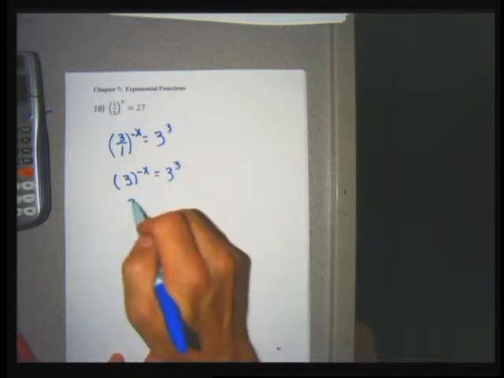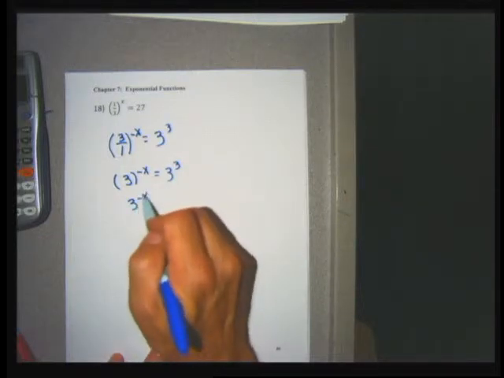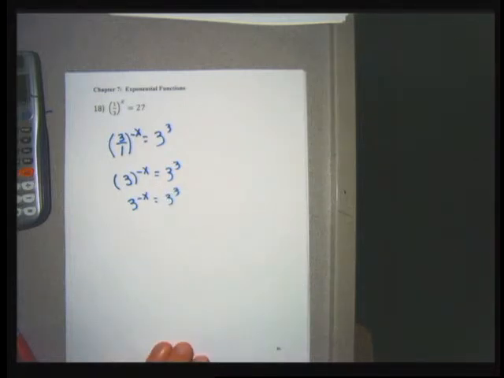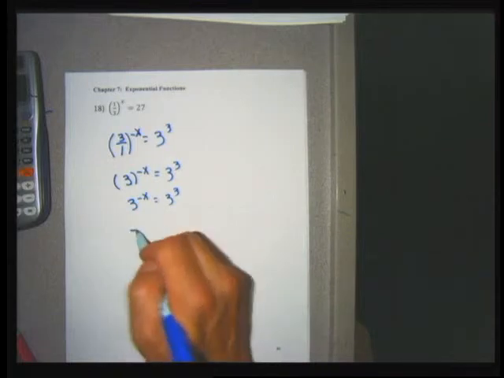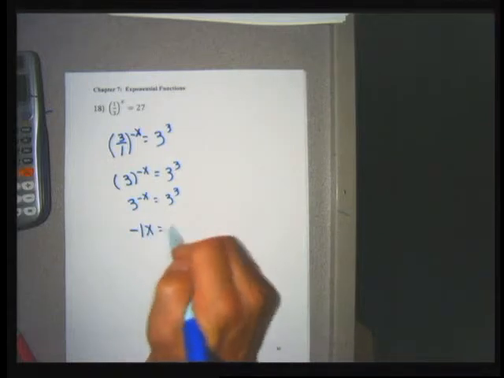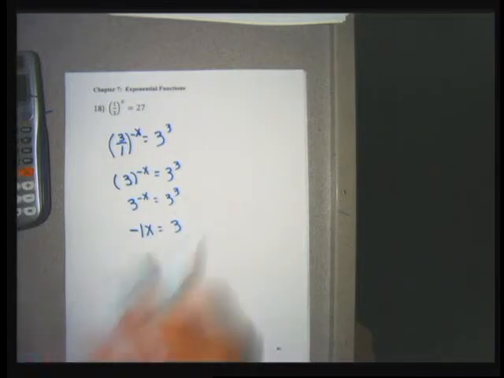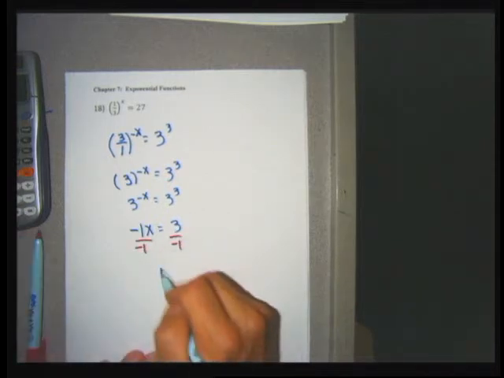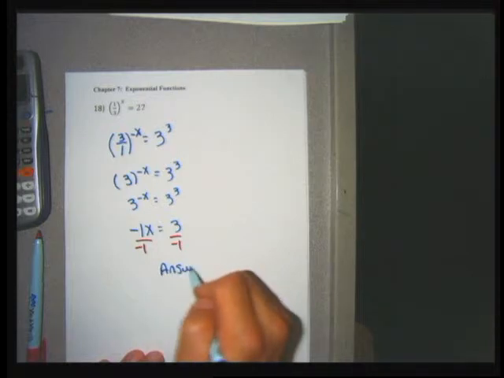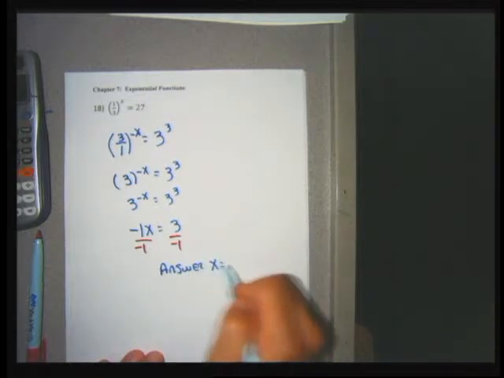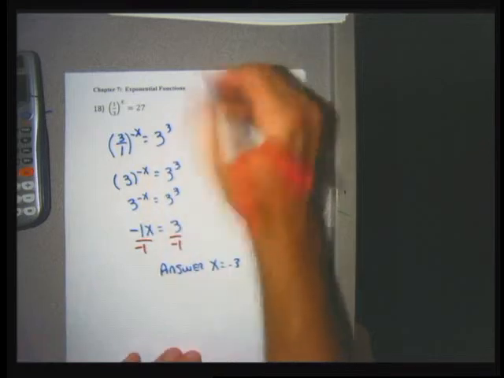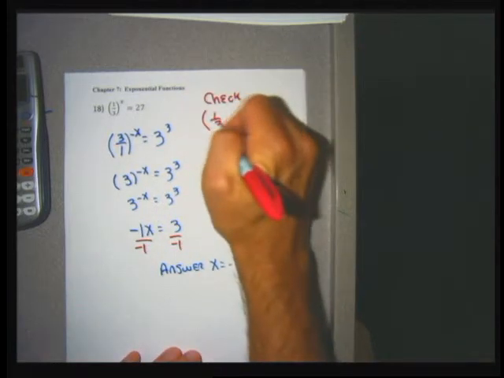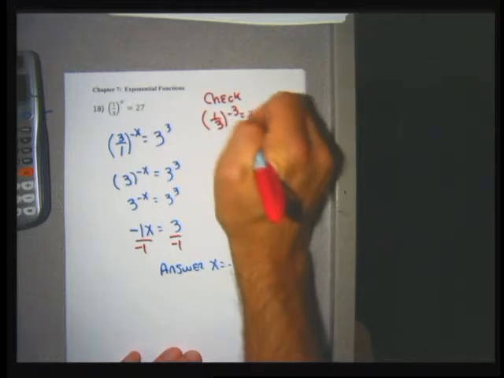And 3 to the negative x, you can just attach the negative x to the 3 and drop the parentheses. And just like I did for the last problem, I'm going to throw a 1 in front of the x when I drop the bases, just so it makes it easier to see what I need to do. And my answer to this is going to be x equal to negative 3. And again, I'm going to check it. I'm going to check to see if 1/3 to the negative 3 equals 27.